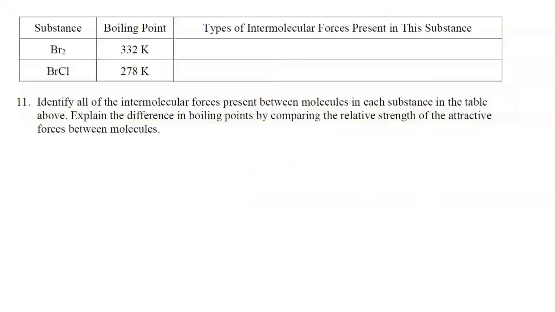In question 11, it says, identify all of the intermolecular forces present between molecules in each substance in the table above. So we have Br2 and BrCl. Explain the difference in boiling points by comparing the relative strength of the attractive forces between molecules.